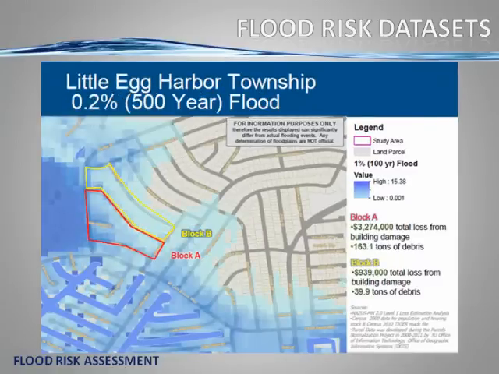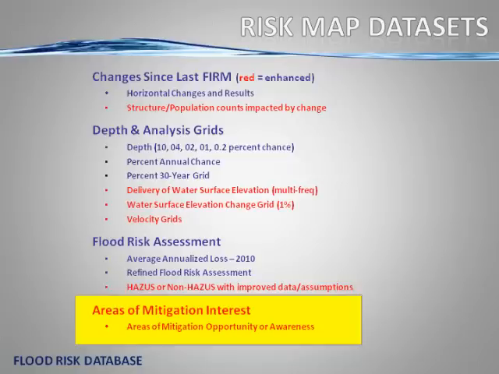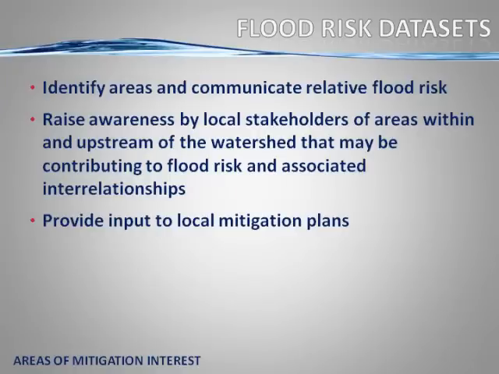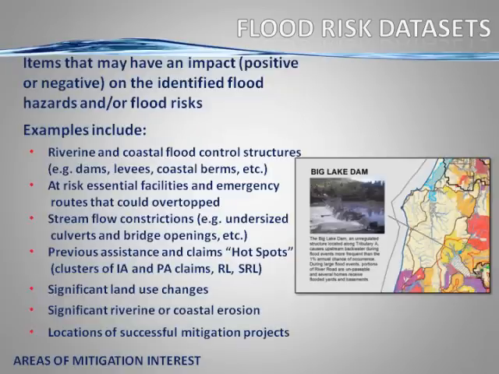And then finally, areas of mitigation interest. You identify areas and communities with relative flood risk. You raise awareness by local stakeholders, and you provide input for local mitigation plans. Now, these are items that may have an impact, positive or negative, on the identified flood hazard or flood risk. That's what the areas of mitigation are. Some examples might be riverine and coastal flood structures, dams, levees, coastal berms, seawalls, groins, engineered beaches and dunes, at-risk essential facilities.